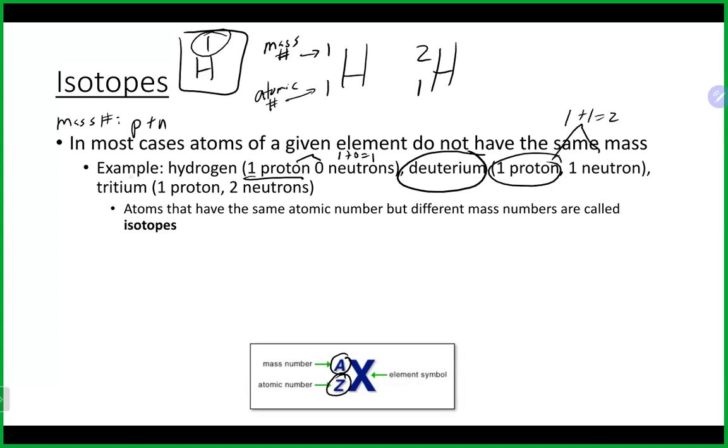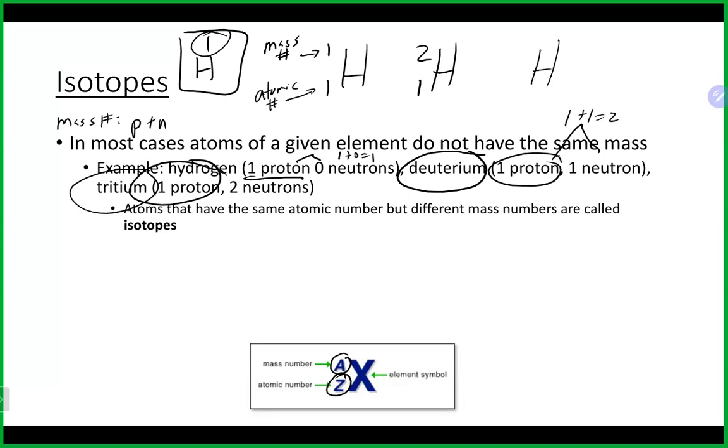Now we come to tritium, which again doesn't sound like hydrogen at all. This is the radioactive version of it. But we again know it is still hydrogen because it still has one proton, and the only element that can have one proton is hydrogen. And again, we know that we should use that symbol as well.